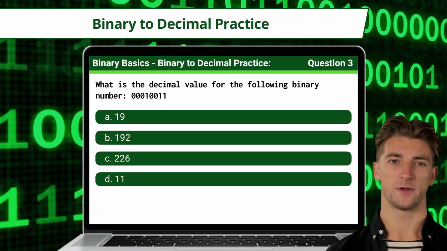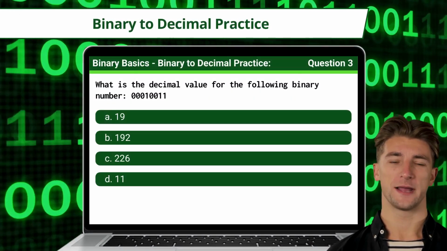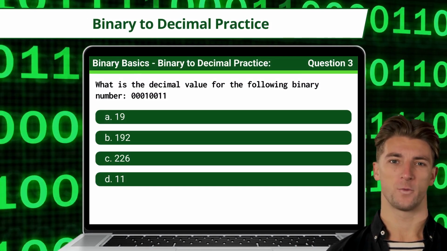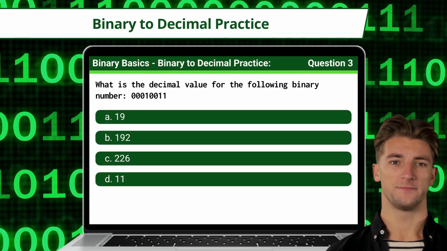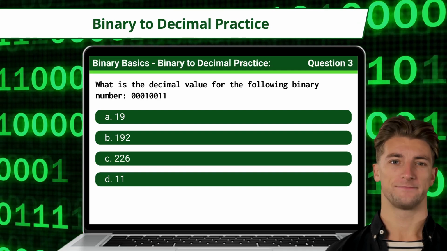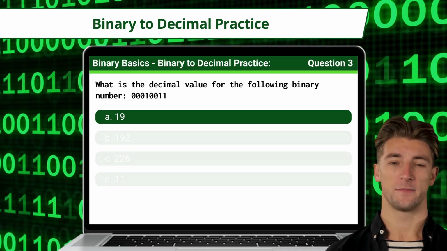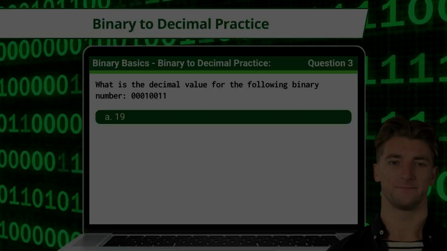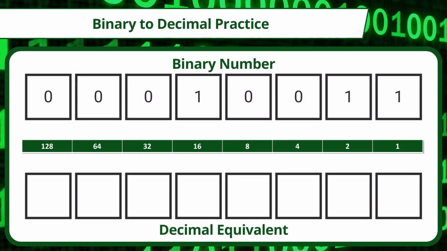Question 3. What is the decimal value for the following binary number? 0001, 0011. The answer is A, 19. Now the explanation to question 3.